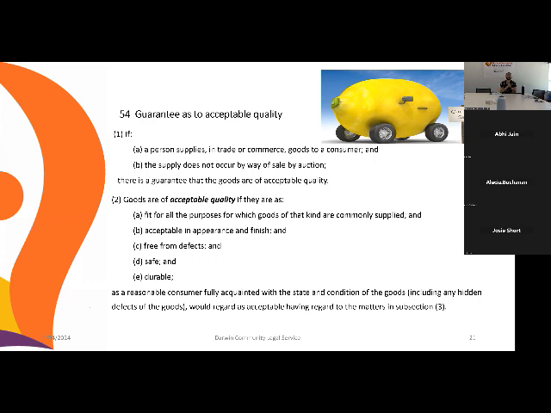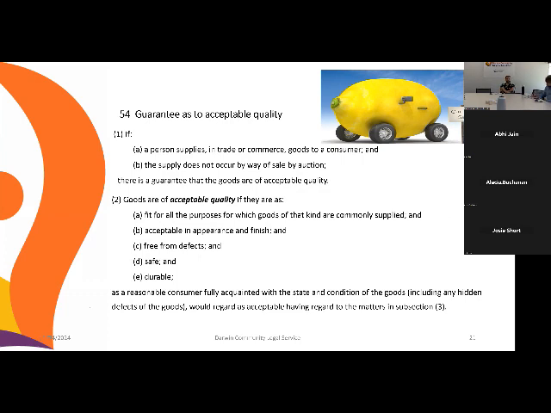And again, it's being argued from an objective standard. It's not based on David's subjective beliefs. It's not based on the salesperson's subjective beliefs, but instead, when determining if something's of acceptable quality, it's an objective test from the perspective of the reasonable consumer fully acquainted with the state and condition of the goods, including any hidden defects, would regard as acceptable.